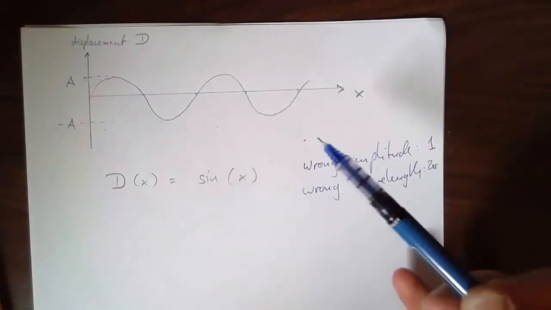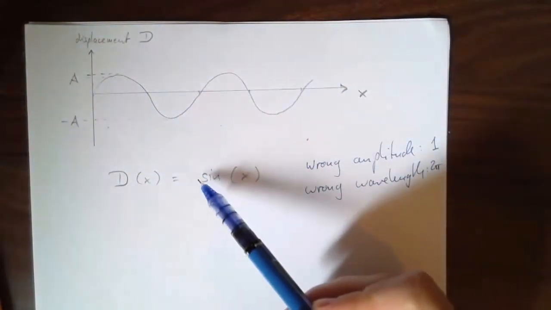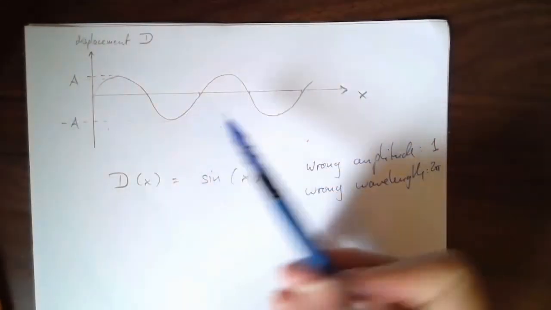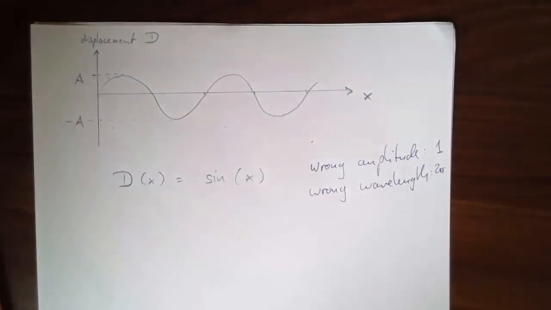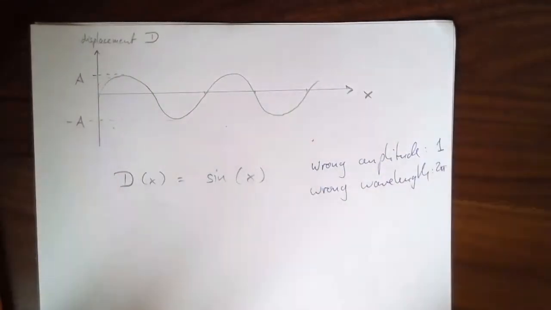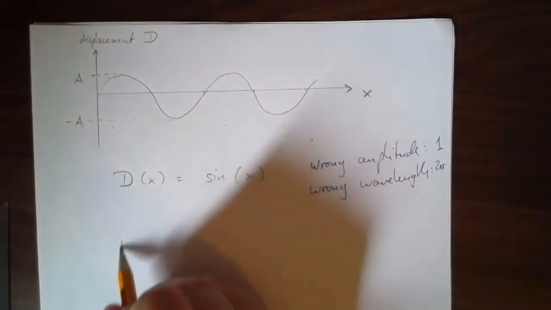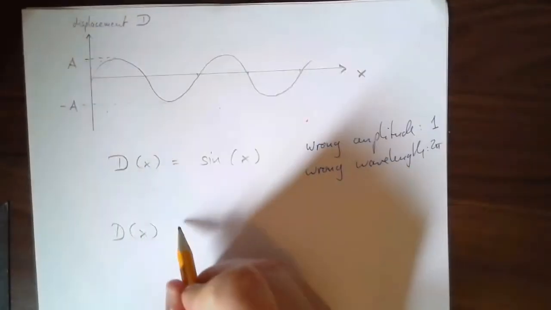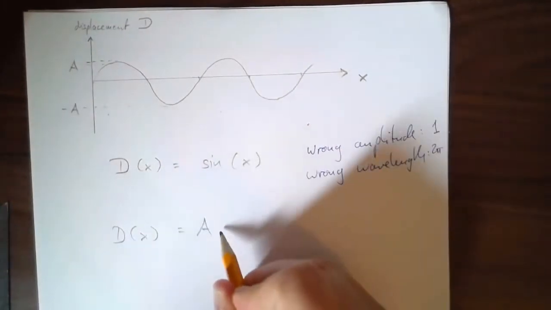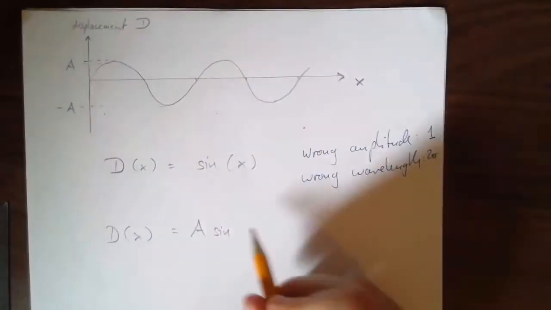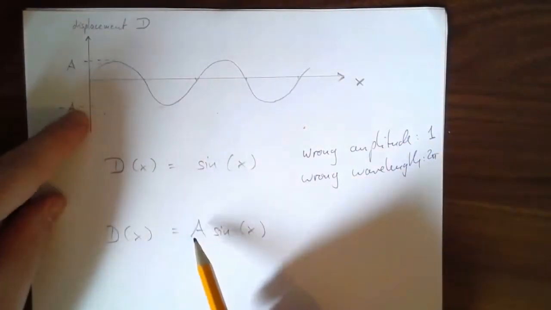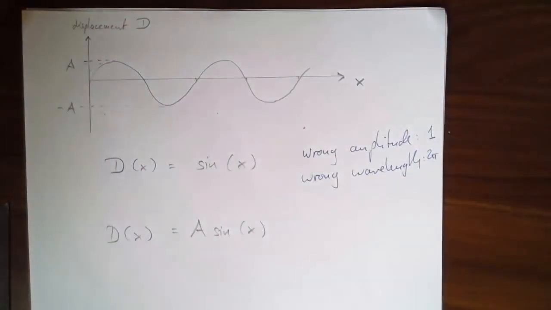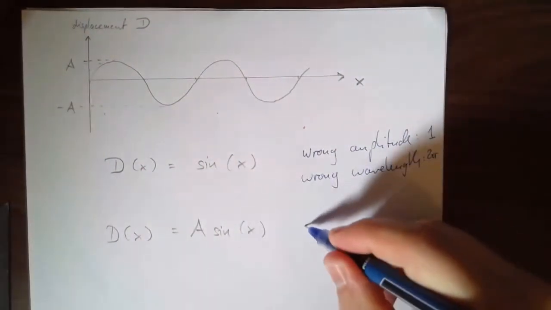Unless by chance my wave has an amplitude of 1 in whatever units and a wavelength of 2 pi in whatever units, then this is my function. But in general, that's not true. So how do I fix that? Well, so this is wrong, right? So let me try my next attempt. I want to fix the amplitude. I'm going to say A sine of x. So now A times the sine function means it indeed does go between -A and +A, right? So now it's just the wrong wavelength.